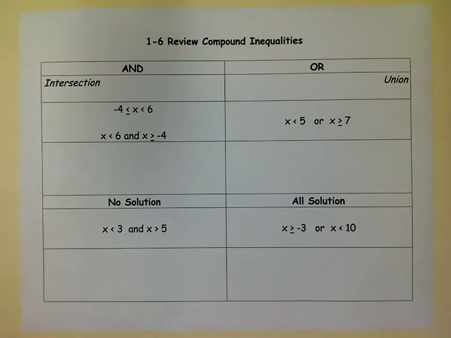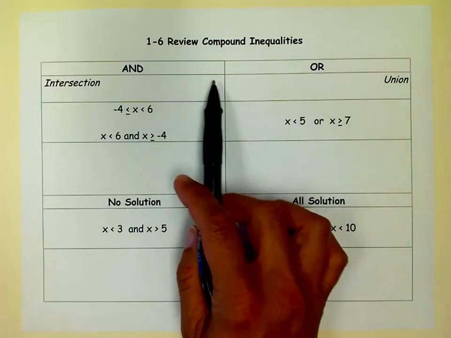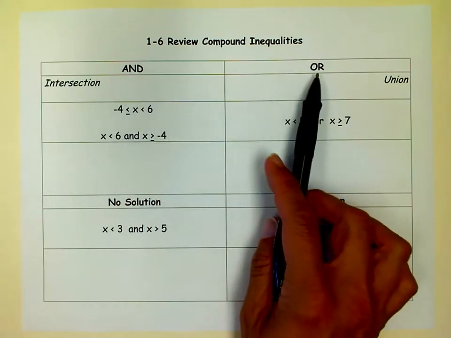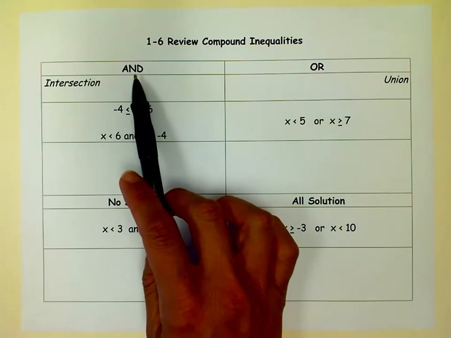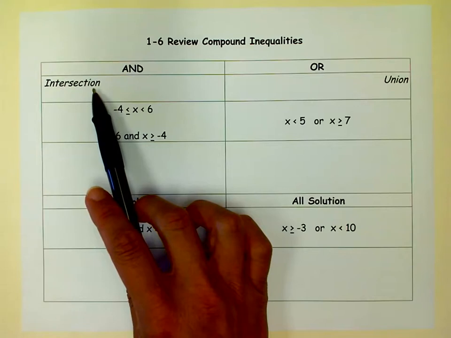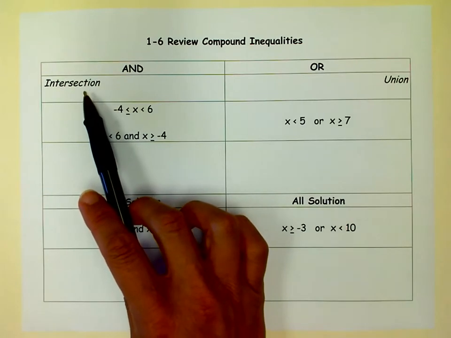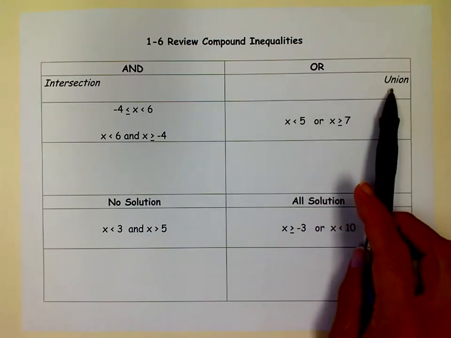We're not solving compound inequalities in this one, we're just reviewing. A compound inequality is when two inequalities are joined by either the word "and" or "or". When they're joined by the word "and", it means you're trying to find the intersection of all the solutions for each one. So you want to find what's in common. When it's an "or", you're trying to find the union of those. So you take everything in one inequality and combine it with everything in the other inequality.